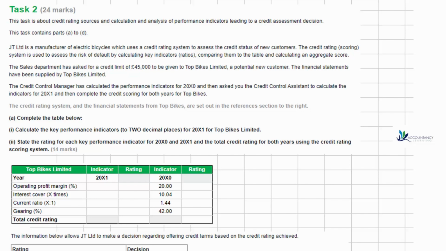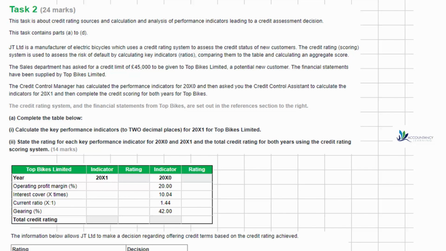The sales department has asked for a credit limit of $45,000 to be given to Top Bikes Limited, a potential new customer. The financial statements have been supplied by Top Bikes Limited. The credit control manager has calculated the performance indicators for 20x0 and then asked you, the credit control assistant, to calculate the indicators for 20x1 and then complete the credit scoring for both years for Top Bikes.